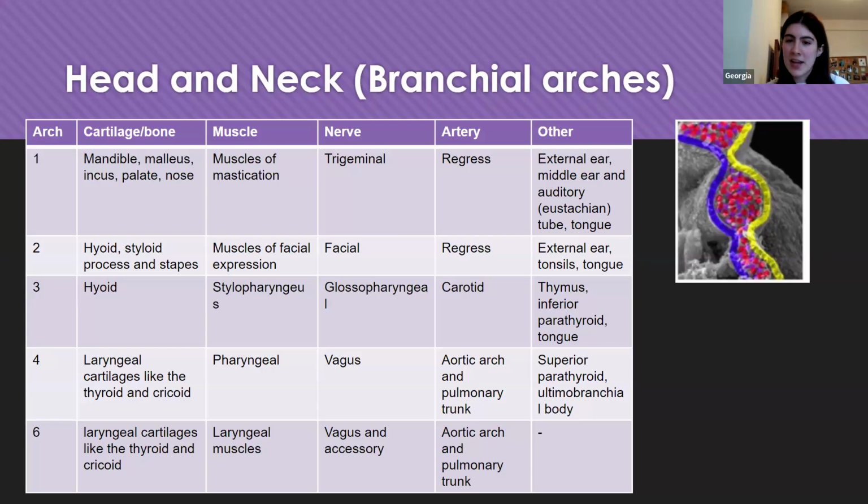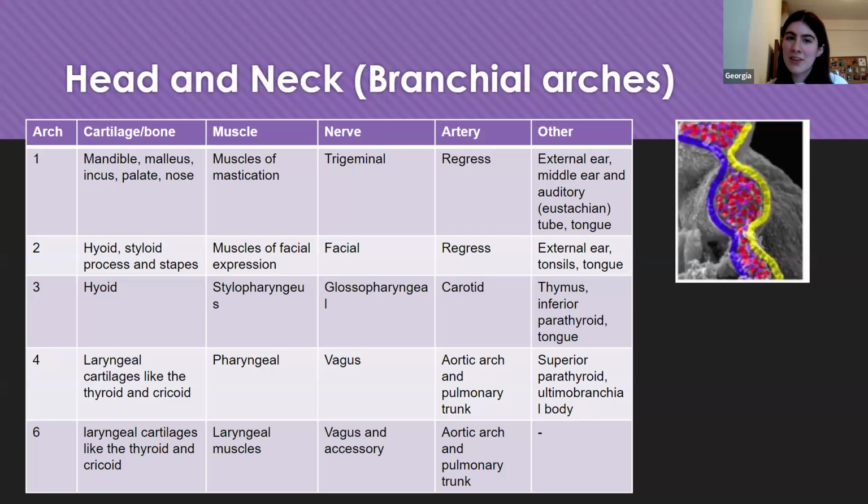So the key structures are on the table for you to read through in your own time, but I just wanted to draw your attention to one or two. So firstly, as you can see, arch 1 is important in palate development. So if you have issues with arch 1 development, you can get cleft palate and facial clefting. And then also in terms of the arteries, initially each arch is supplied by a separate artery, but these remodel, leading to either regression of them or formation of arteries that are seen in the adult. So the arteries supplying 1 and 2 regress, the arteries supplying 3 becomes the carotid arteries, and those supplying 4 and 6 become the aortic arch and also the pulmonary trunk.